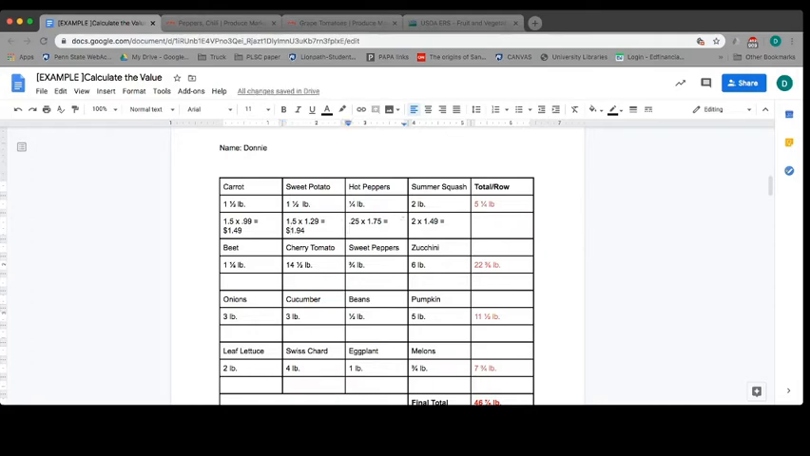Next one, 0.25 pounds times $1.75 equals 0.4375. I'm going to start with my 7, and I'm going to round that up to 44 cents because I want to make some money. Okay, and the last one: 1.5 pounds times 1.49 equals 2.98.